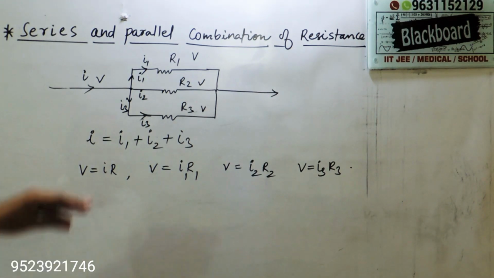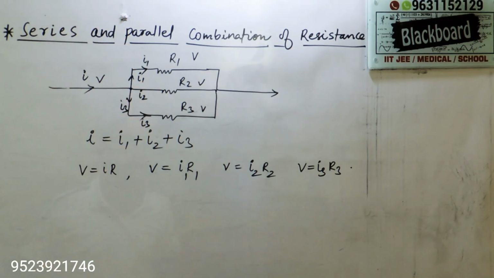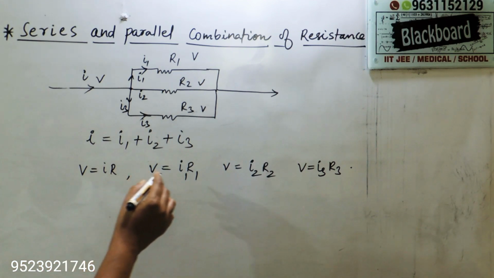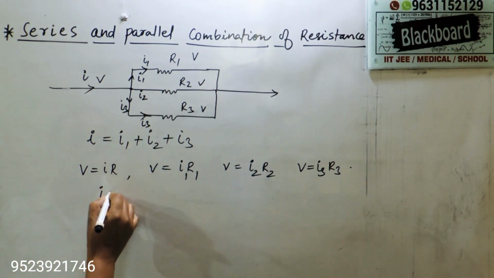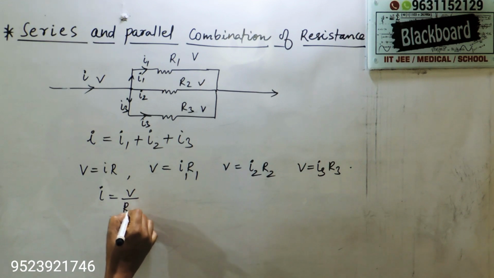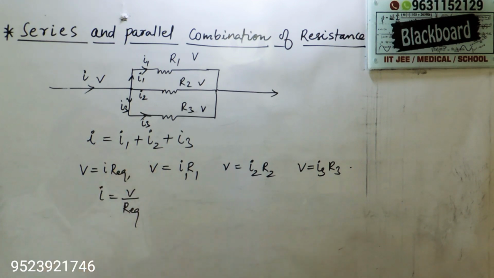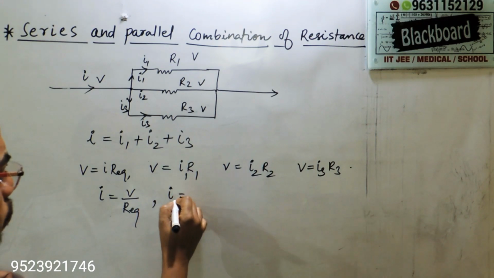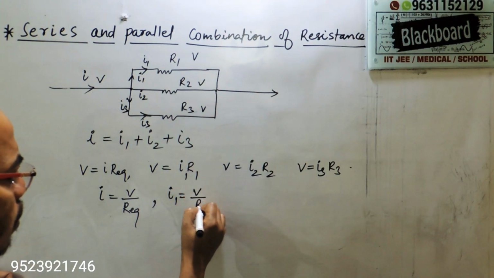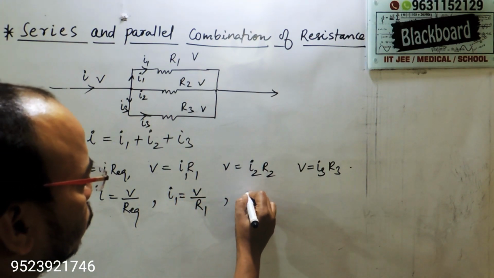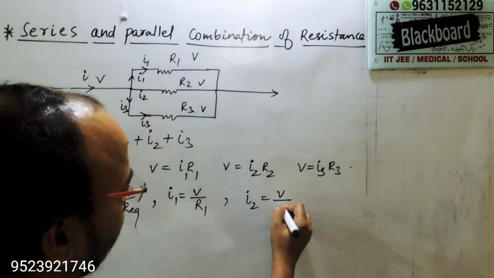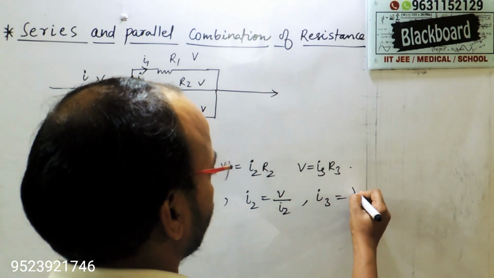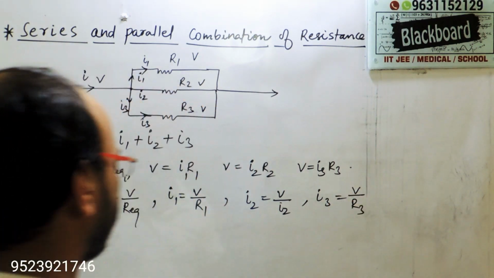That means in parallel combination potential will be same. In series combination your current will be same. That means you can write here I is equals to your V by R equivalent. This is equivalent resistance and here I1 is equals to V by R1, I2 is equals to similarly V by R2, and here I3 is equals to V by R3.